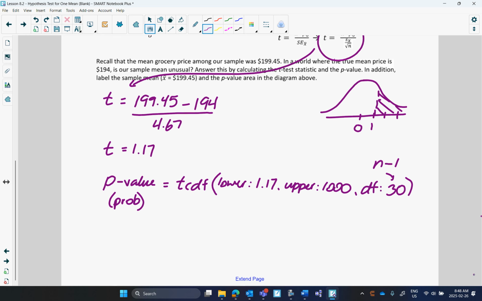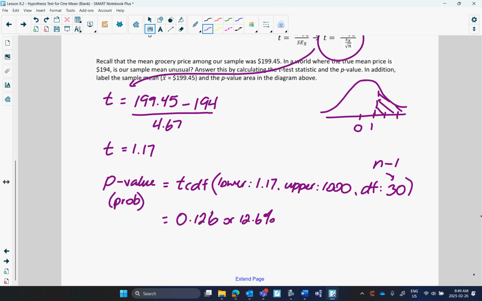So 1.17 for the lower, 1,000 for the upper, degrees of freedom is 30. And we should get approximately 0.126, or 12.6%. Now remember, we usually have a significance level of 0.05. If it's not stated in the question, assume that's the alpha level.